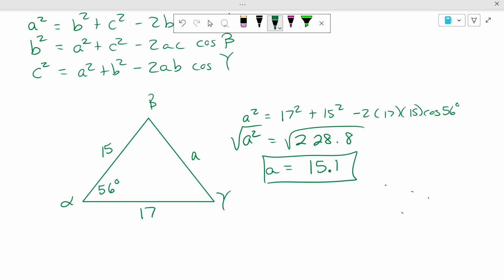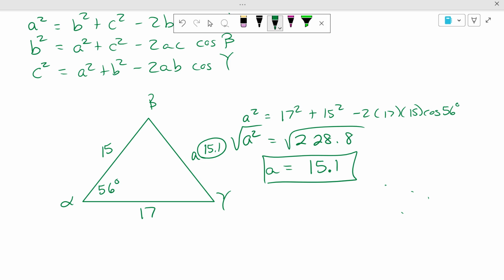Okay, A is 15.1. Now, how do we find our angles? Well, instead of using law of cosines, we can use law of sines to figure out our angle. Now, if this is 15.1, I would figure out my smallest angle first. Don't figure out your biggest one, figure out your smallest one.